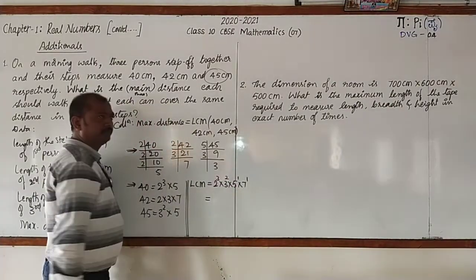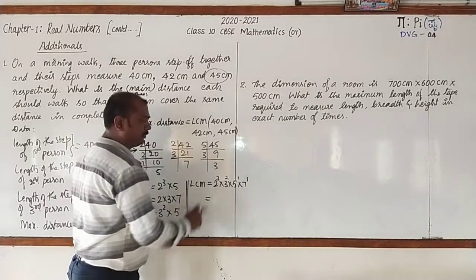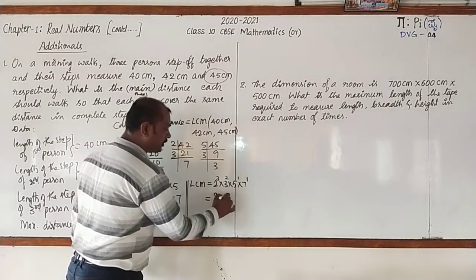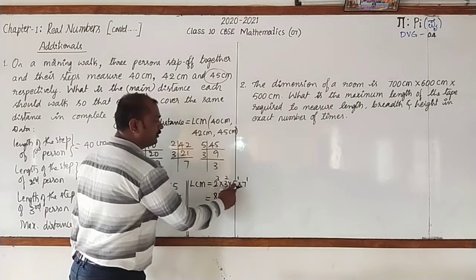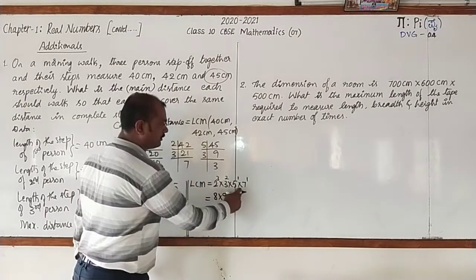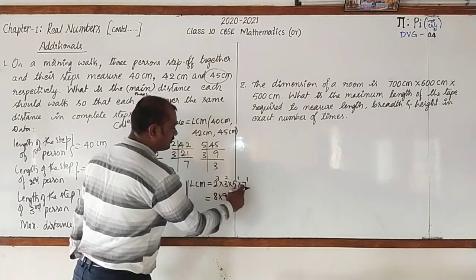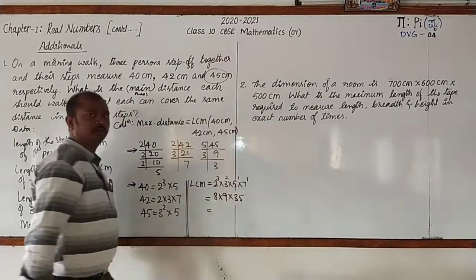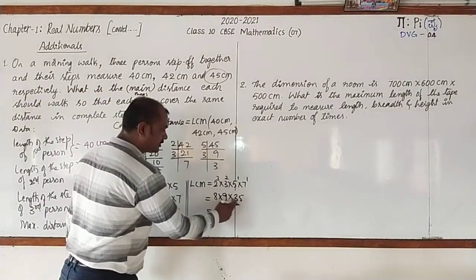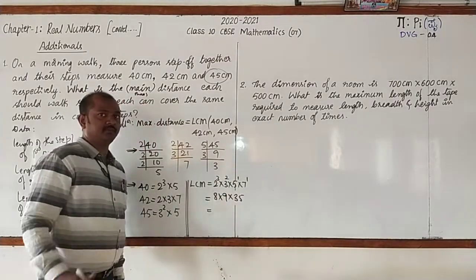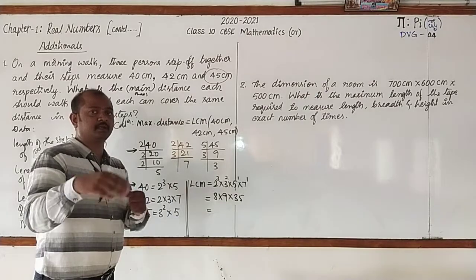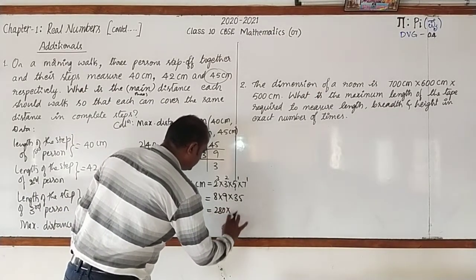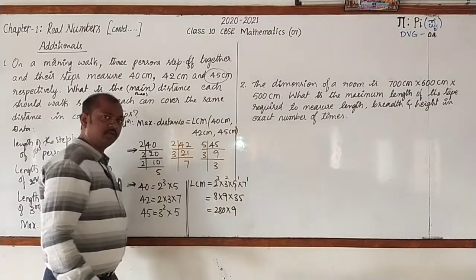It is equal to, what is 2 cube? 2 cube is 8. 3 square is 9. Then 5 raised to the power 1 is 5, and 7 raised to the power 1 is 7. 5 7s are 35. Then you go for multiplying these: 35 8s are, 35 2s are 70, 7 4s are 280. 280 into 9. Did you understand?